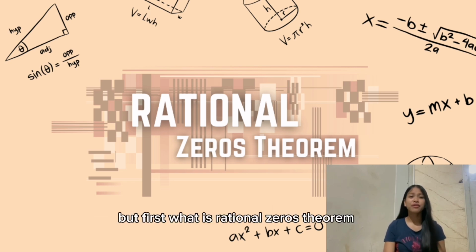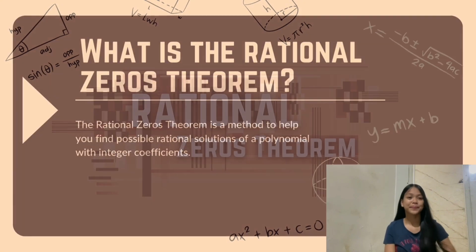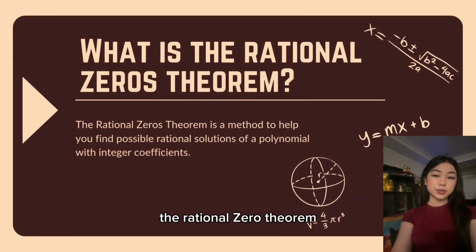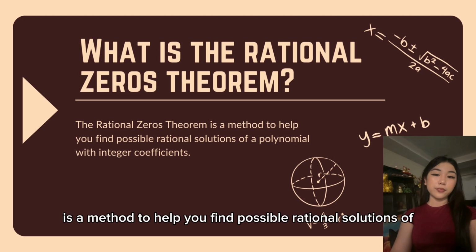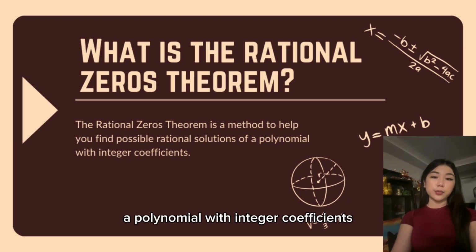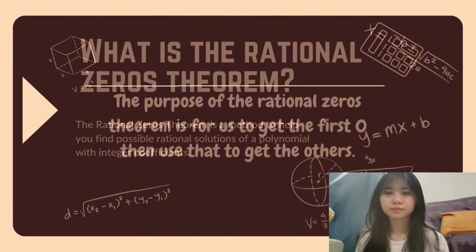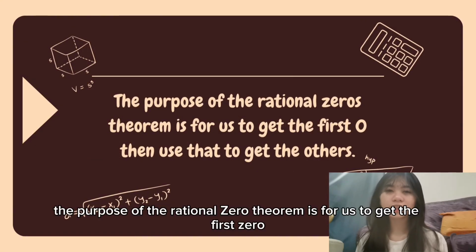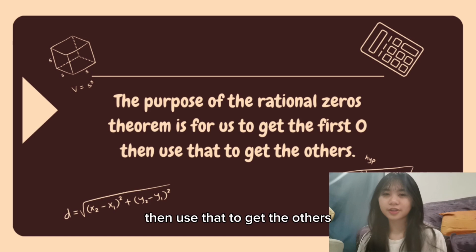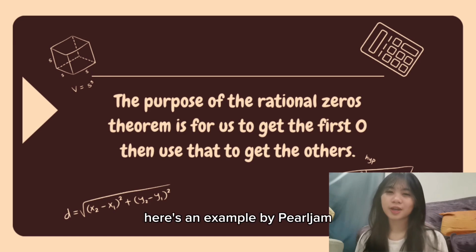But first, what is the rational zeros theorem? The rational zeros theorem is a method to help you find possible rational solutions of a polynomial with integer coefficients. The purpose of the rational zeros theorem is for us to get the first zero, then use that to get the others. Here's an example.